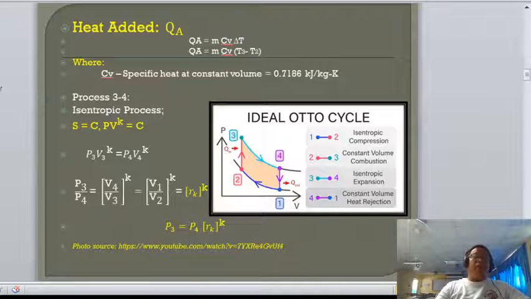Substituting from the above equation, that is P sub 3 V sub 3 raised to K is equals to P sub 4 V sub 4 raised to K. Rearranging the equation, P sub 3 over P sub 4 is equals to r_k raised to K. Or simply, the absolute pressure at 3 is equals to the absolute pressure at 4 multiplied by the compression ratio raised to the isentropic constant.